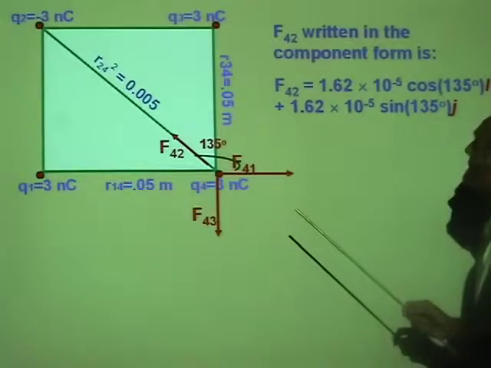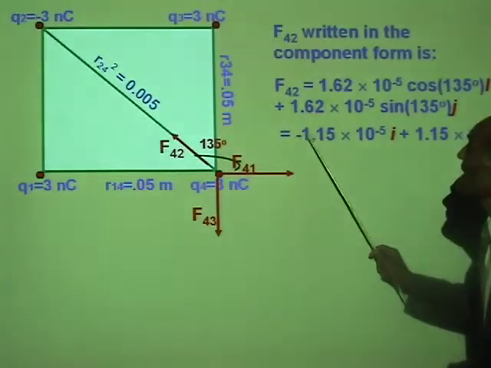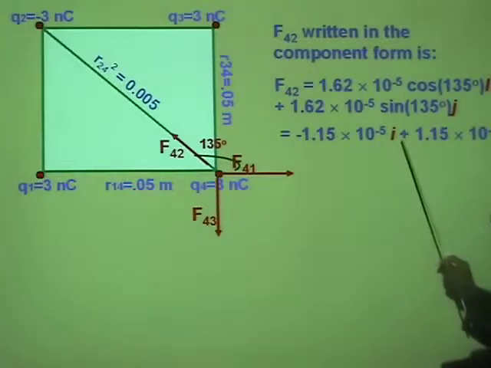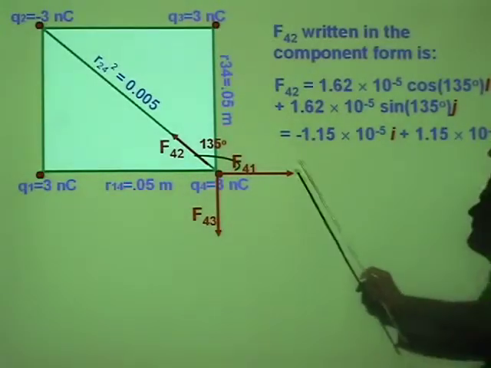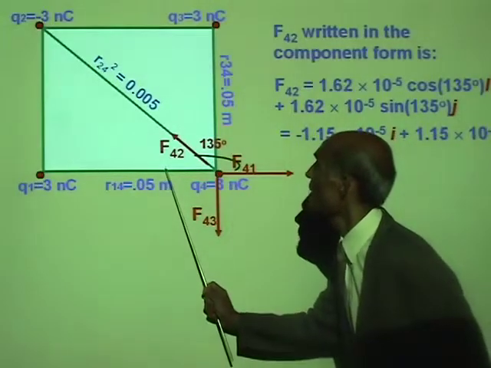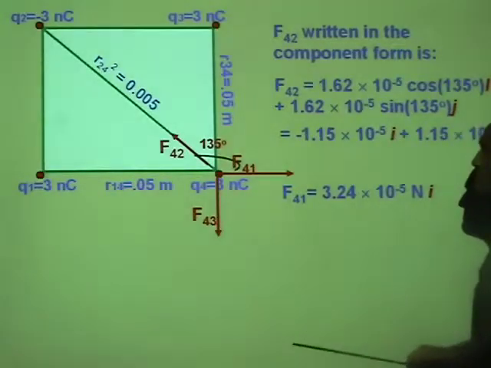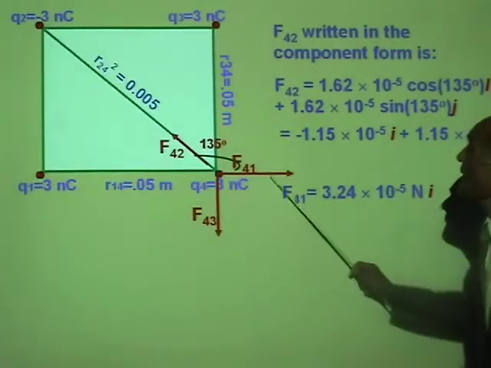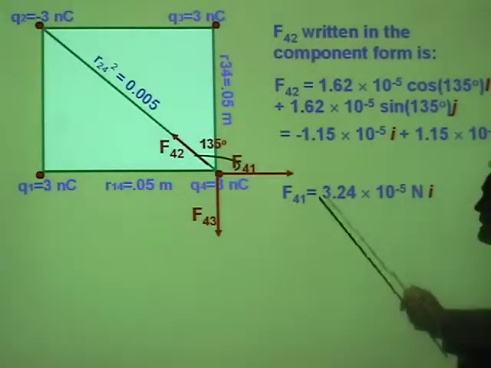Alright, put that in your calculator and see whether you get this. The x component is negative. Negative 1.15 times 10 to the negative 5 I plus 1.15 times 10 to the negative 5 J. In other words, it has the x component that is negative and the y component that is positive. Well, let's now write all these together. F41 is 3.24 times 10 to the negative 5 Newton I. It's an x force.